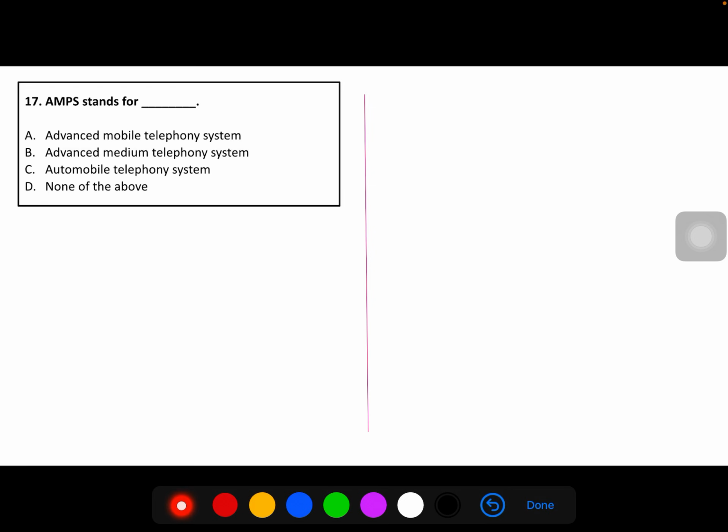Next question. AMPS stands for, so AMPS technology is a part of 1G and it stands for Advanced Mobile Telephony System. So the correct option is A, Advanced Mobile Telephony System.